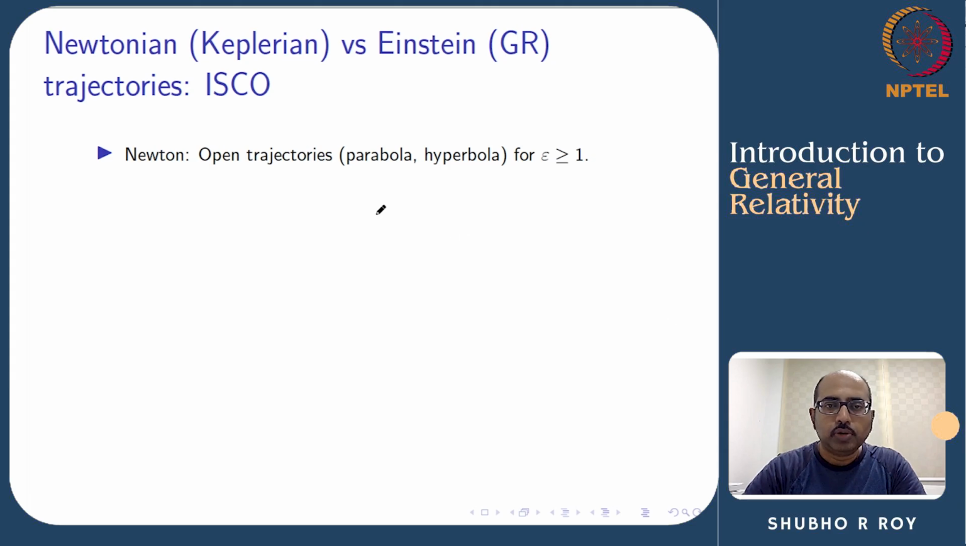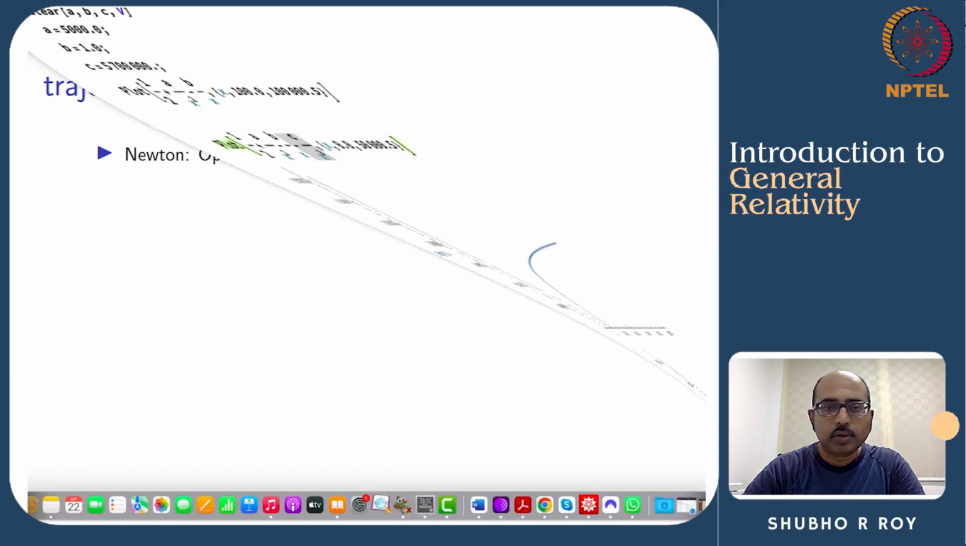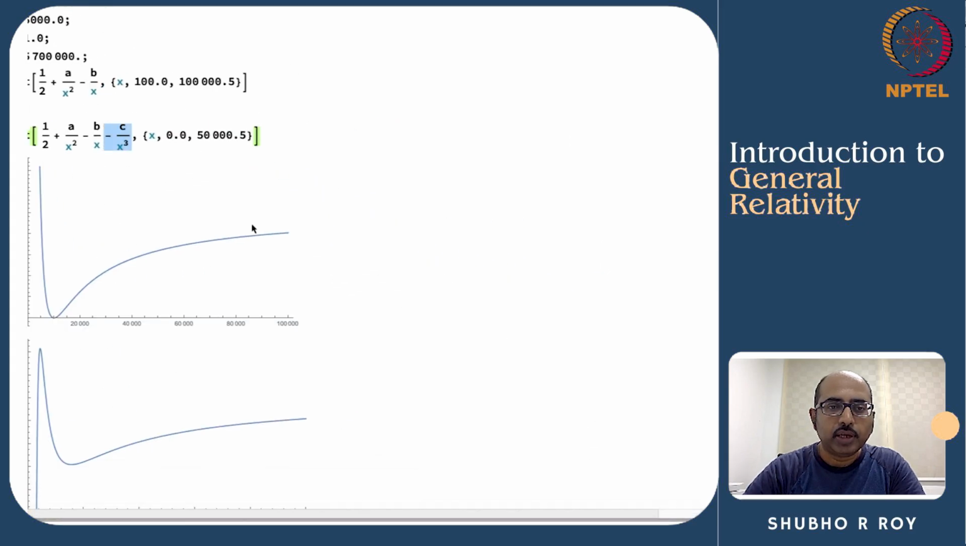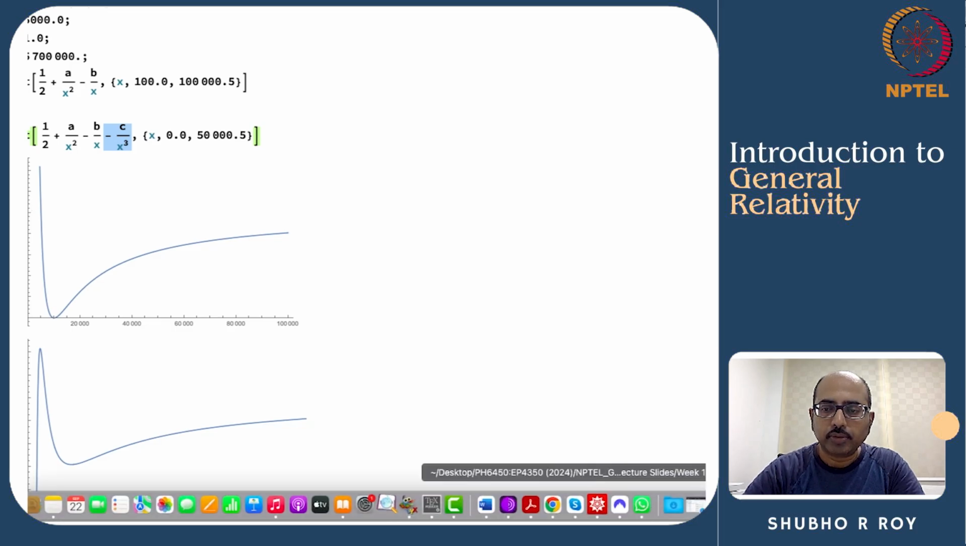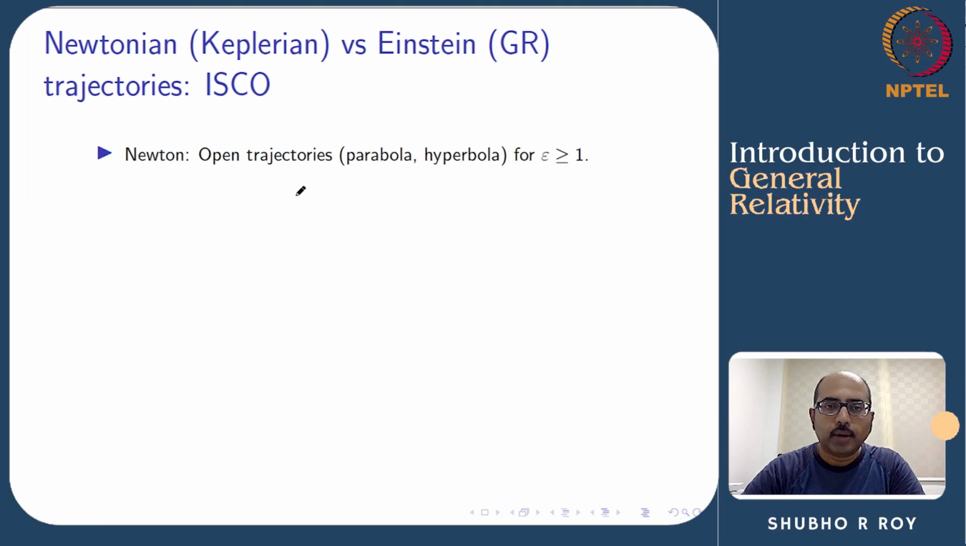Now, for Newtonian trajectories, let me give you a reminder. There exist open trajectories, which are for epsilon greater than or equal to 1. Let me go back to the Mathematica file here. As I was mentioning, if your energy is larger than this, or outside this potential well, then of course orbits are open. So let me get back to the presentation. Yes, these are open.